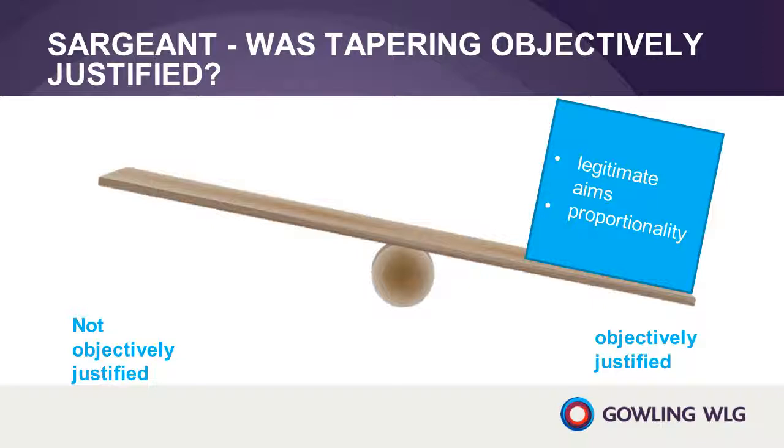So where did the judge land in this case? Well, interestingly, in Sargent, the judge was aware of but chose to disregard the decision that had been made and handed down just a month before in MacLeod. And that's not an unreasonable approach. Employment tribunals' decisions are not binding on other tribunals.